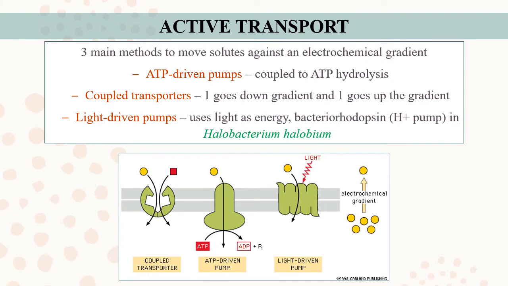Now, active transport. There are a total of three methods by which a solute moves against the electrochemical gradient. The first one is the ATP driven pump coupled to ATP hydrolysis. The second one is the coupled transporter, in which one molecule goes down the concentration gradient and the other goes up the concentration gradient. And the third one is the light driven pump, where light is used as a source of energy, mostly in bacteria.